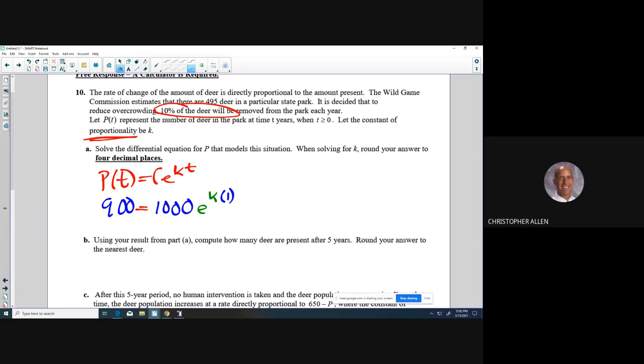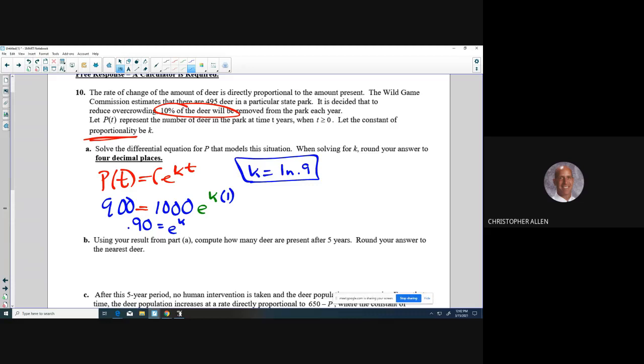So they are literally telling us, and again, it's kind of a weird example, that each year, instead of letting the deer grow, they're going to remove 10% of the deer. So now we can divide, and that's going to give us 0.90 equals e to the k. So k in this problem is simply going to be the natural log of 0.9. That's what k is.